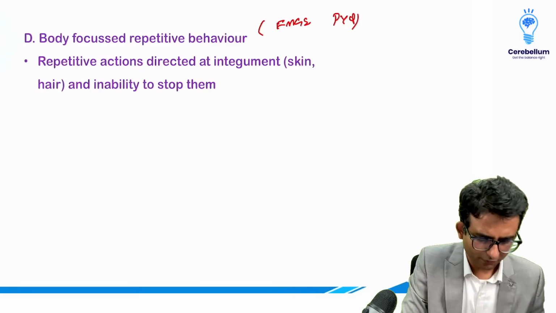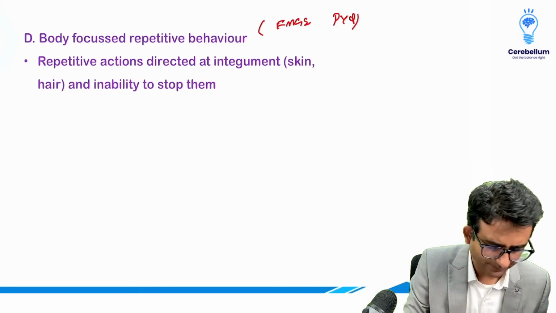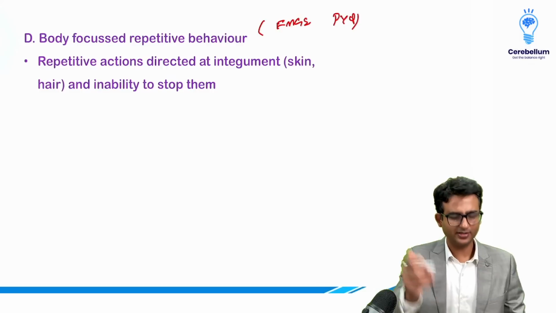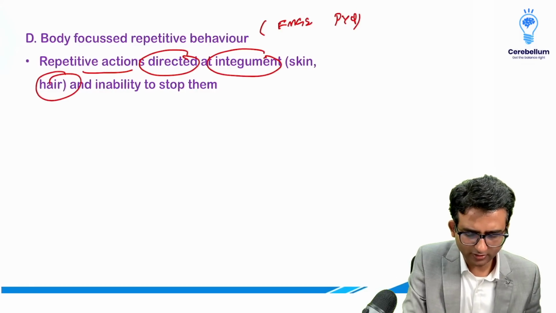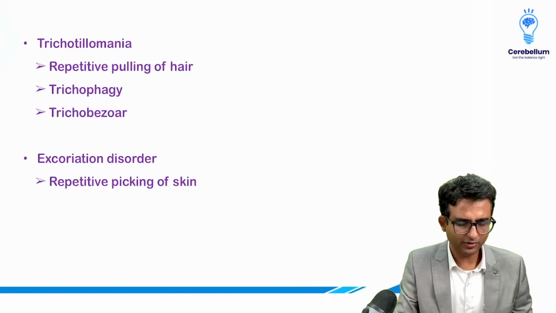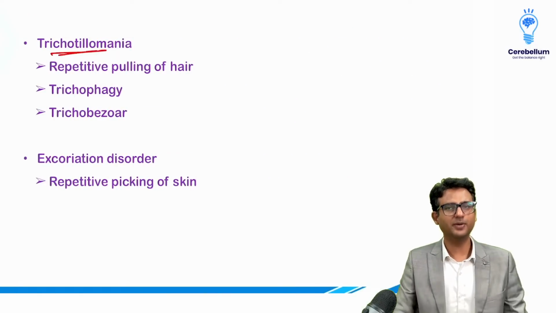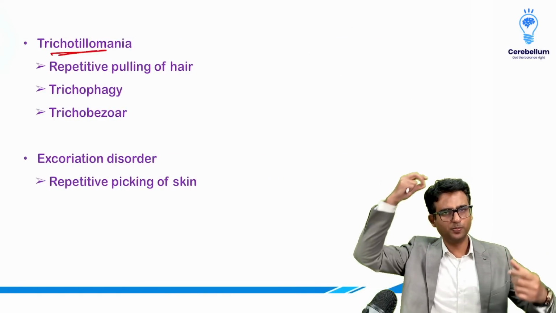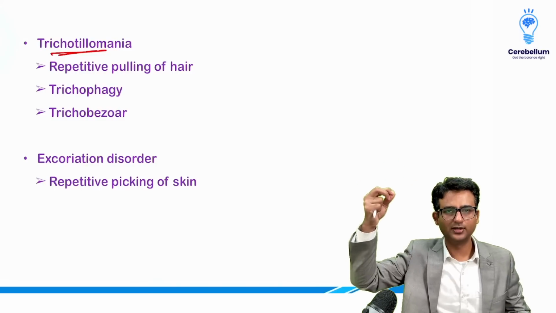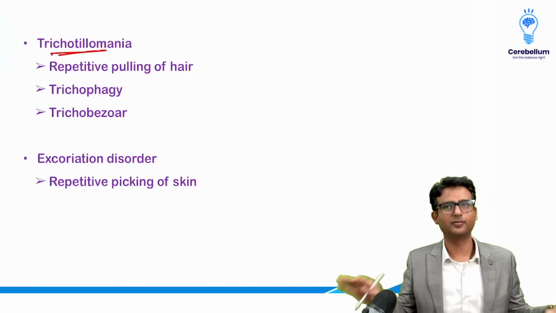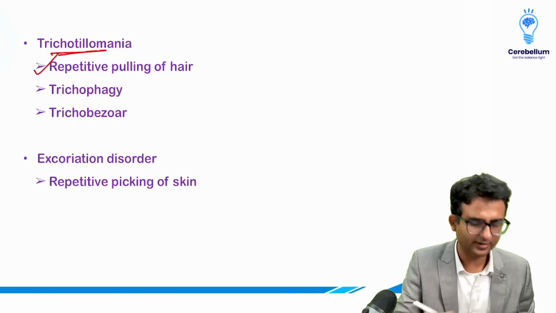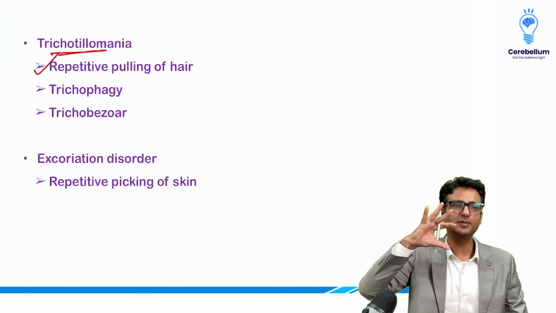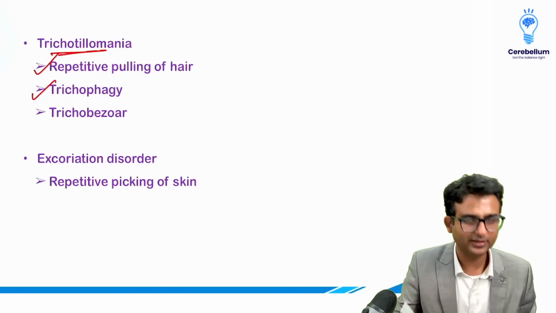So body focus repetitive behavior disorder में क्या होगा? Patient has a repetitive action directed at integument, usually hair or skin. So the important one is trichotillomania. What happens? Patient has an urge to pull the hair out. He tries to stop, fails in that. Pulls the hair out. This is repetitive pulling of hair. After that, he also sometimes eats it, swallows it.